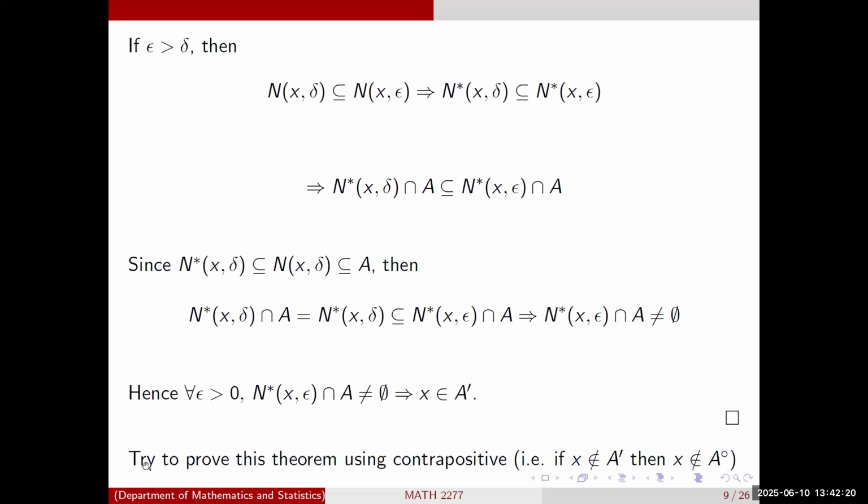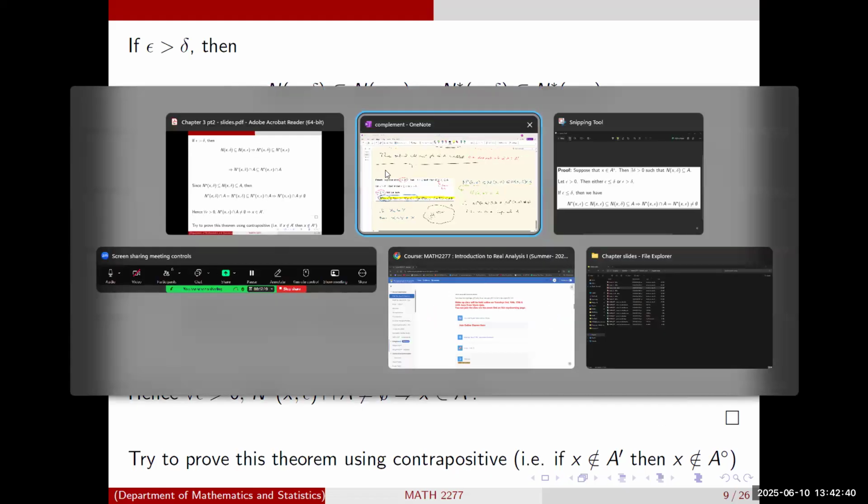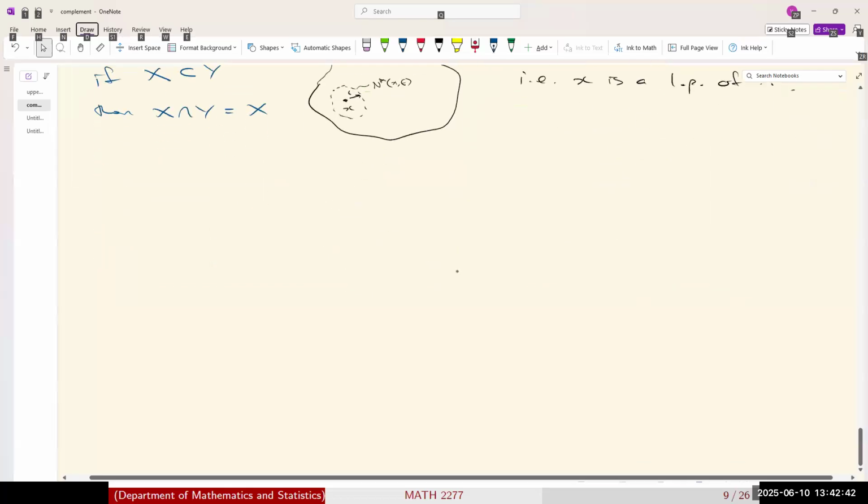So I put here, maybe this one might be easier. You should try to prove this theorem using the contrapositive. The contrapositive means if X is not a limit point, then X is not in the interior. So maybe I might put that one on your next assignment.